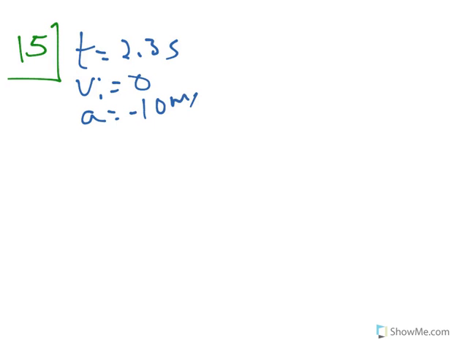Next up, 15. This is the one about the seagull. So the seagull drops a clamshell in order to crack it, and what it gives us is the time. So time is equal to 2.3 seconds. Initial velocity is equal to 0. Acceleration is equal to negative 10 meters per second squared.